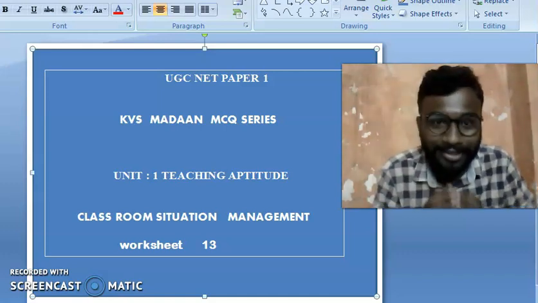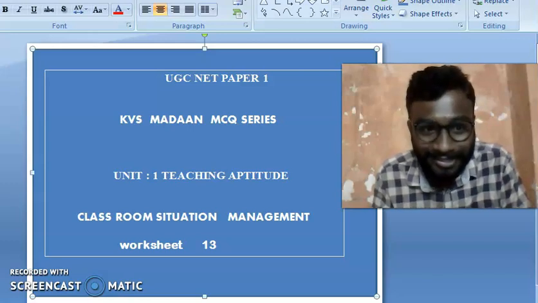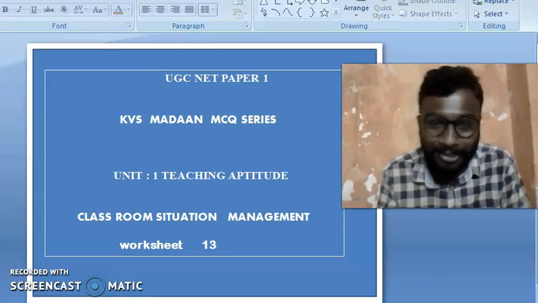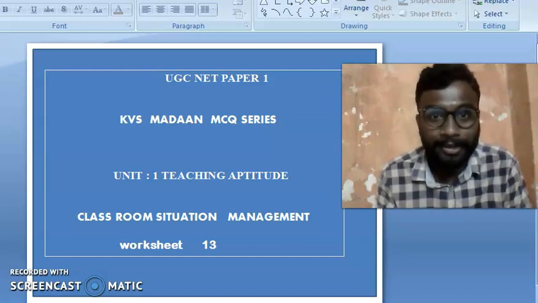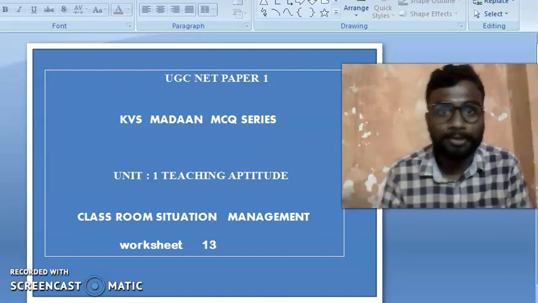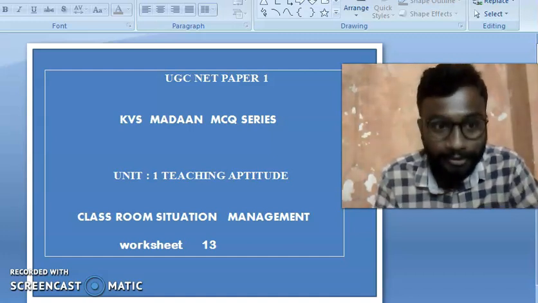Hello everyone, we are just going forward with the worksheet 13 explanation today. This worksheet consists of 20 MCQs from the KVS Madam series as a part of the Paper 1 syllabus of UGC NET. We are just going with worksheet 13.